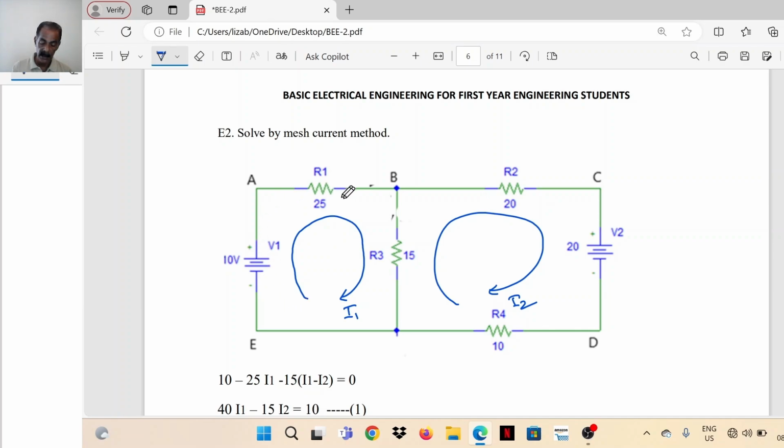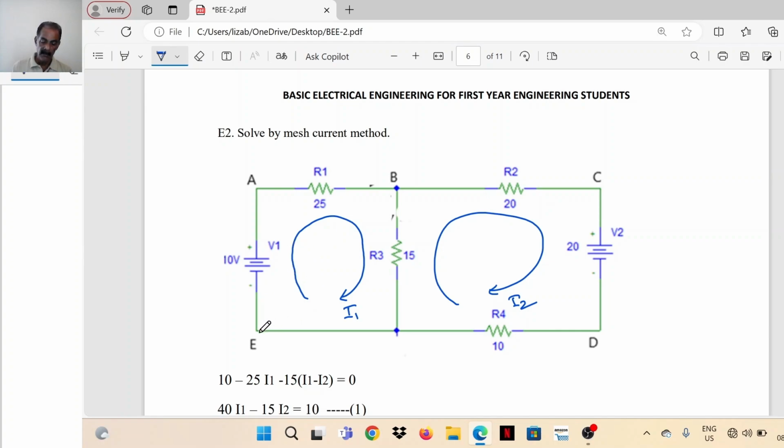The first mesh is EABE and the current flowing through that mesh is I1. The second one is EBCDE or BCDEB, either way, and the current through that mesh is I2. Here in this case all IR drops can be considered negative because it's mesh current only, so the direction of the loop and the direction of the current are both the same.